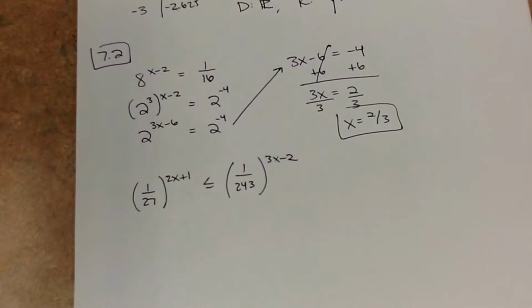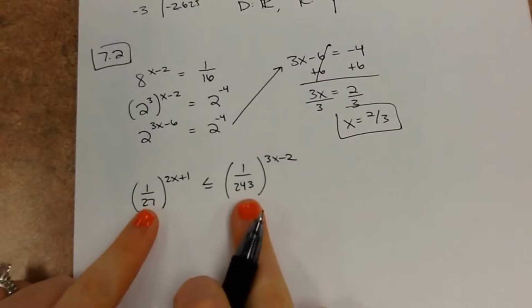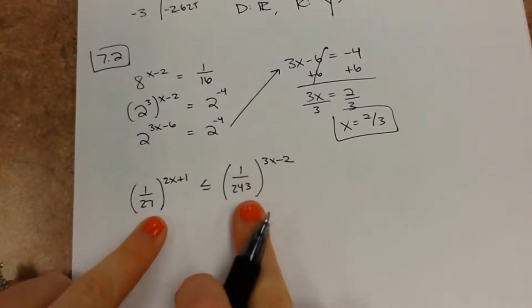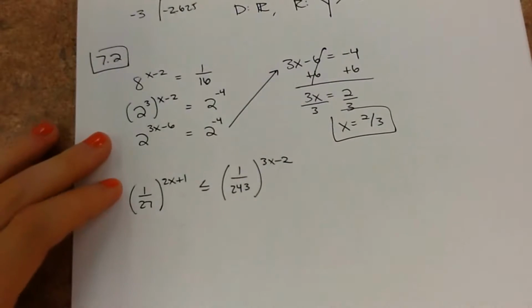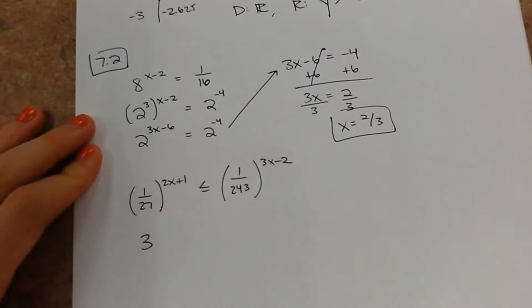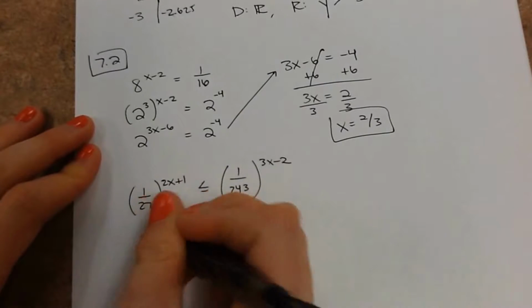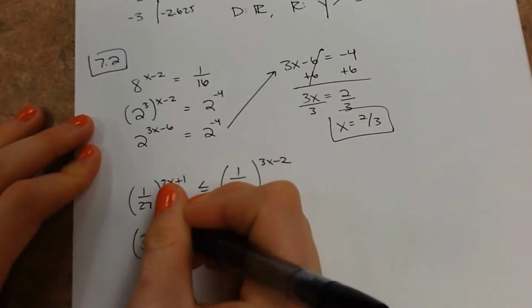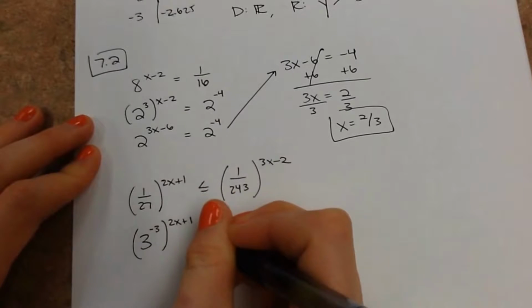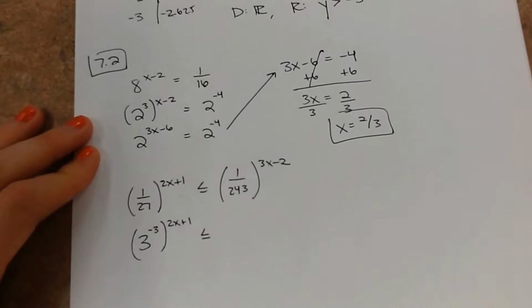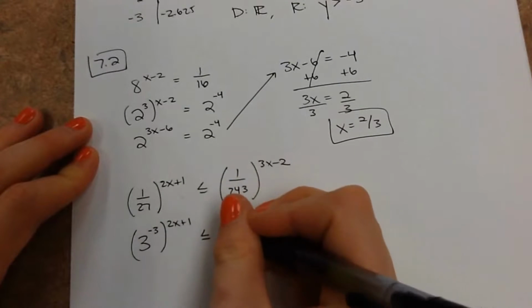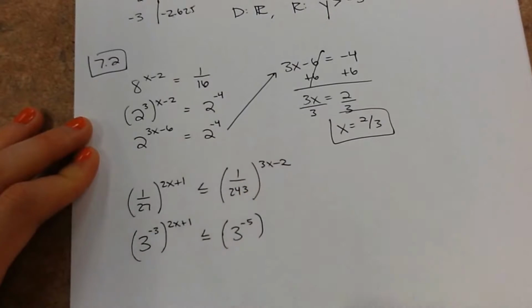Okay, so inequalities are very, very similar. I have to write them as a common base. So 27 and 243 are both powers of 3. 27 is 3 to the third, which means 1 over 27 is 3 to the negative third. And then 243 is 3 to the fifth, which means 1 over 243 is 3 to the negative fifth.